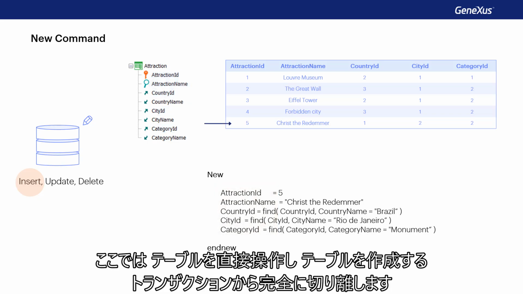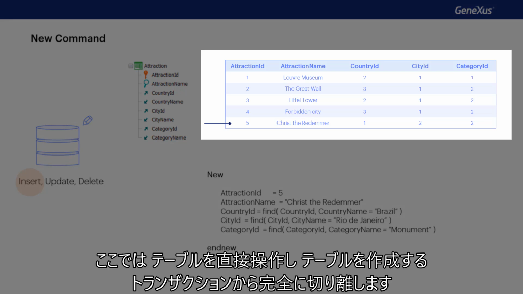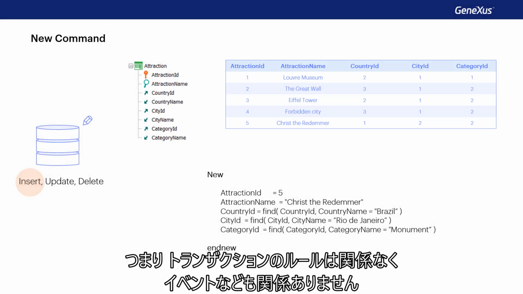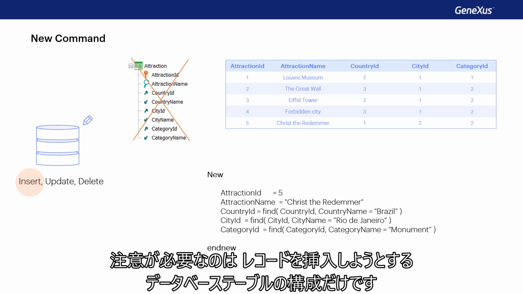Here we'll be working directly with the table, completely detached from the transaction that creates it. That is, the rules of the transaction don't matter, and neither do the events, nor anything else. The new command is completely indifferent to the transaction. The only thing it pays attention to is the composition of the database table into which it'll try to insert a record.